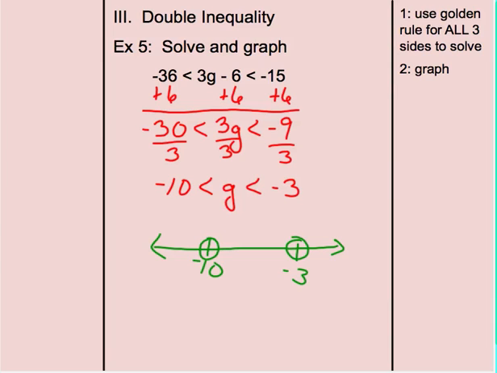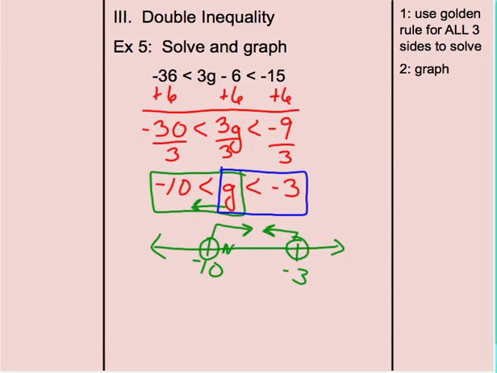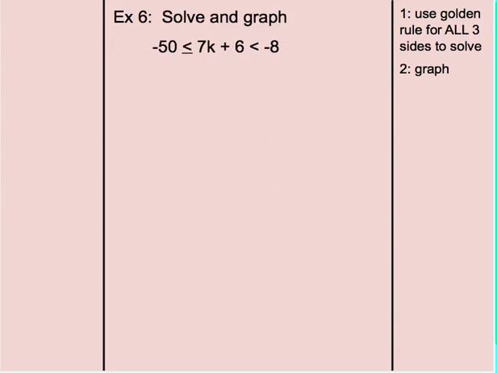And just to make sure, if we look at just this, I would say g is greater than negative 10, so I'm going to shade to the right. And then if I'm looking at just this inequality, I've got g is less than negative 3, so I would shade left. If those inequality symbols were flipped the other way, we would have no solution. So double check just to make sure.